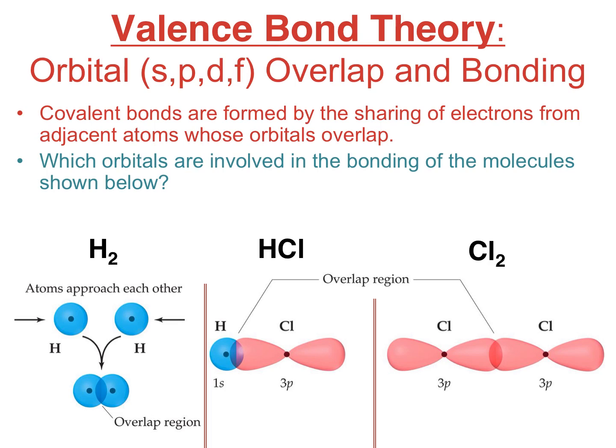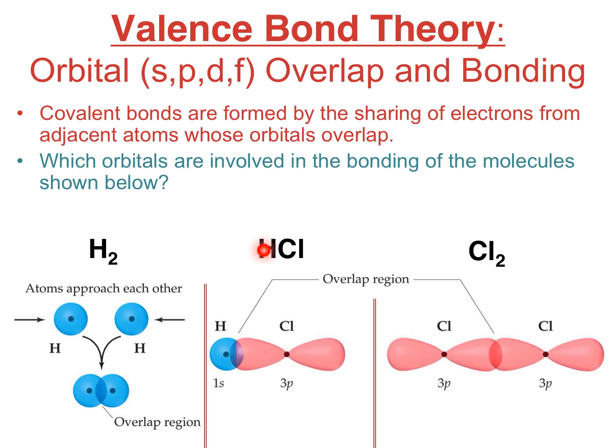So the valence bond theory. Now we're going to take into account those s, p, d, and f orbitals and how they overlap and how they combine. Covalent bonds are formed by the sharing of electrons from adjacent atoms whose orbitals overlap. Which orbitals are involved in the bonding of the molecules shown below? So if we have atoms approaching each other, a hydrogen and a hydrogen, they overlap just their s. A hydrogen only has an s. Remember, bonding is only on the valence shell.